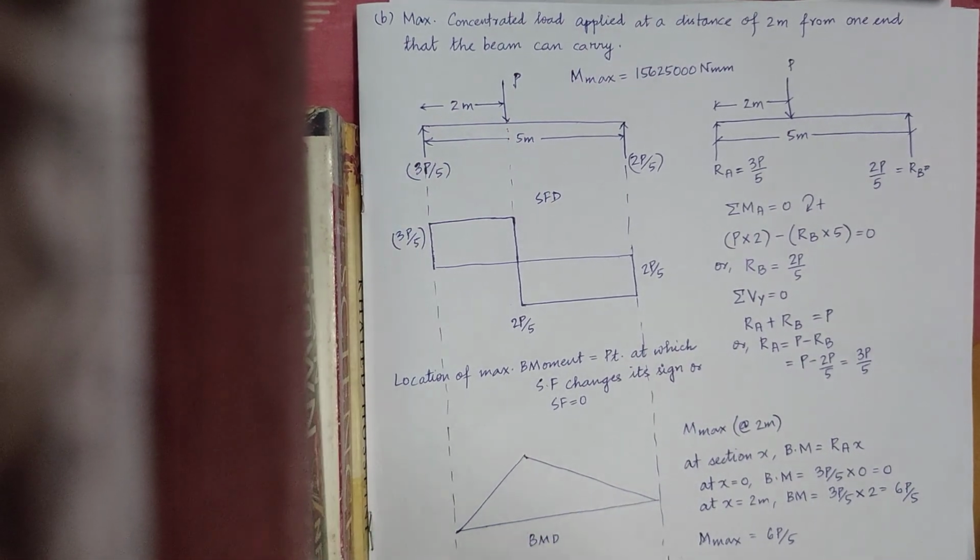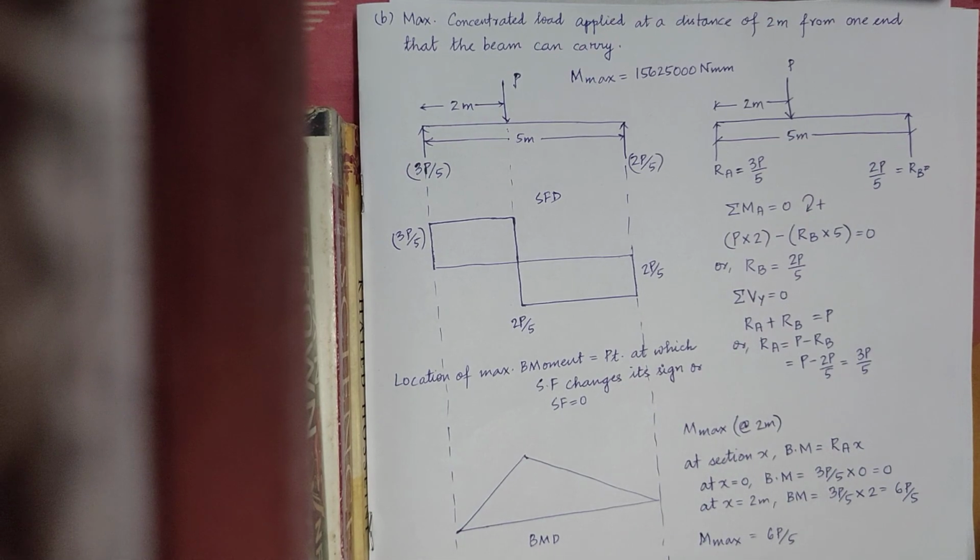Welcome students. So let's move on to the second part of the question. So what is the second part of the question? It is asking to find out the maximum concentrated load applied at a distance of 2 meter from one end of the beam which the beam can easily carry.